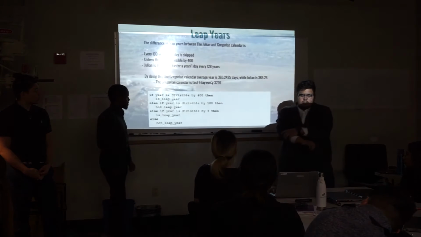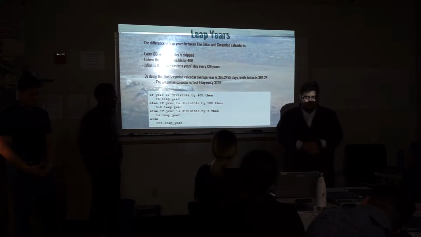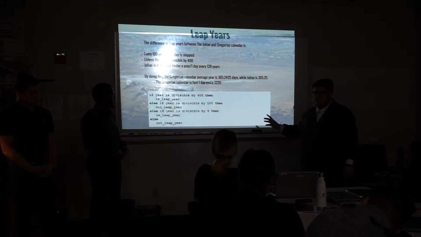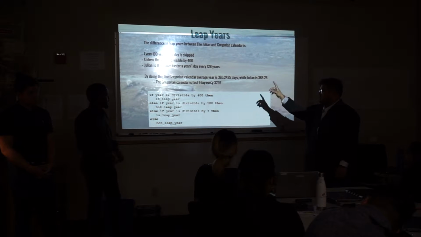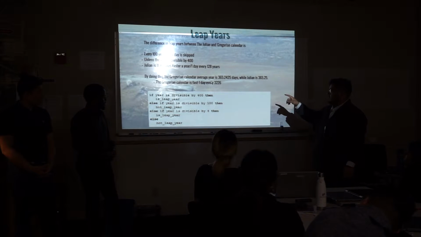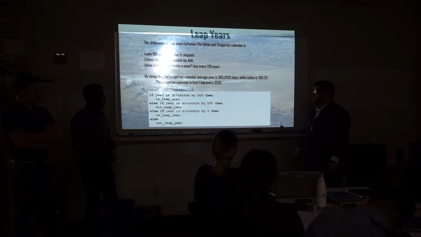Alright, so a lot like what Jaffer said, the leap years between the Gregorian and Julian calendar are different because of the special rules added to the Gregorian calendar. By doing that, it makes the year 365.2425 days, a little bit closer to a tropical year. So mathematicians figure that it's only one day fast every 3,226 years.